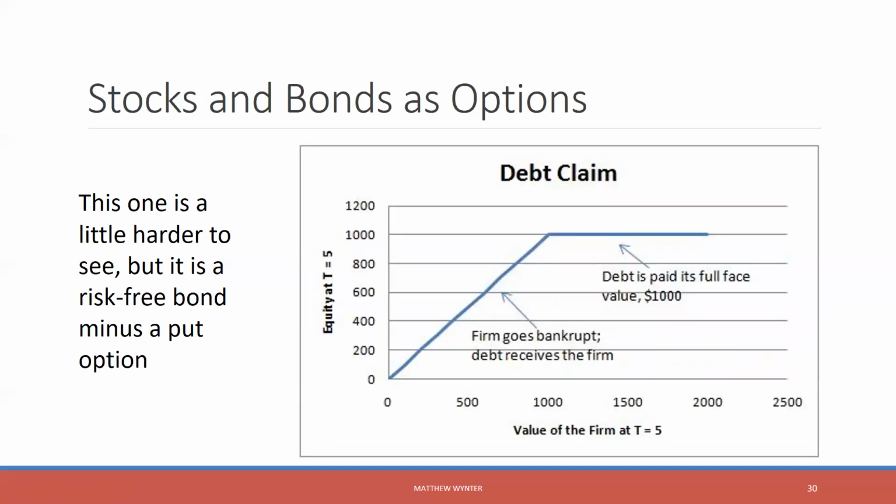We can also think about our debt as basically a put option. Now, this one can be a little bit harder to see, but this is basically a risk-free bond minus a put option. Why do I say minus a put option? Well, hopefully what you observe is that anything below that $1,000 is going to be what the debt holders get. And once you reach firm assets of 1,000, remember the debt is going to be capped.